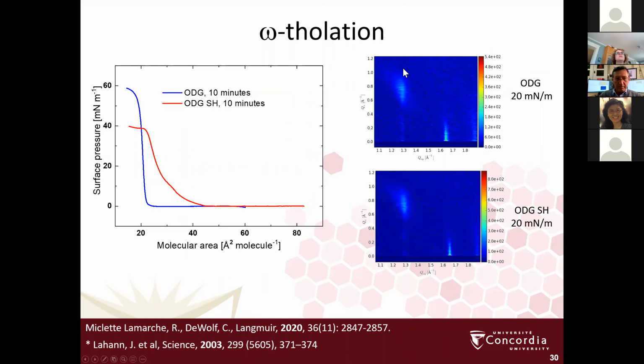So as I mentioned at the beginning, the one thing we wanted to do with this was to deposit it on gold, which means adding an omega thiolation. So we did an omega thiolation to the chain, and we compare the isotherms for our ODG, which is our octadecyl gallate, and our ODG-SH, and you see this shift to higher molecular areas.